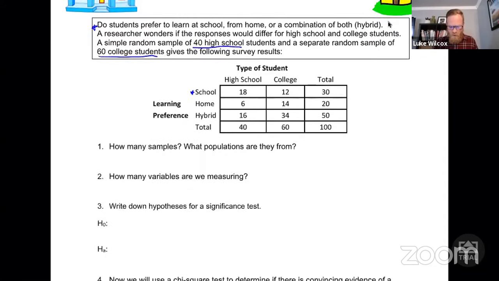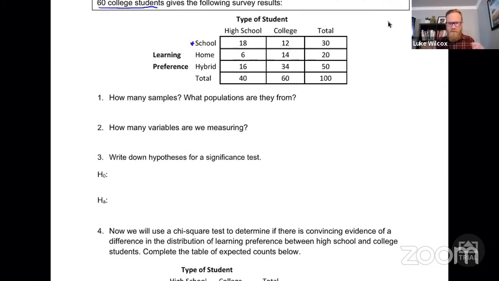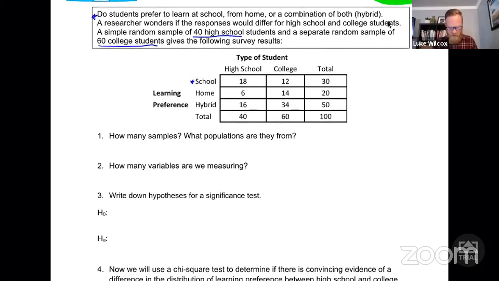So we've got a couple of warm-up questions here to just get us sort of involved with the data. The first thing it says is, how many samples are there and what populations are they from? Well, very clearly, if you look at the way that this is set up, there are two separate independent random samples here. So to answer that question, we definitely have two samples.